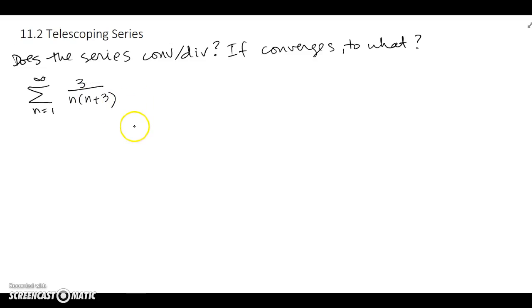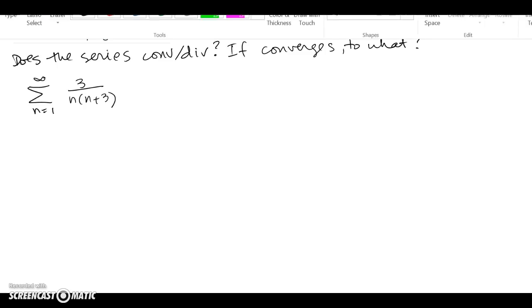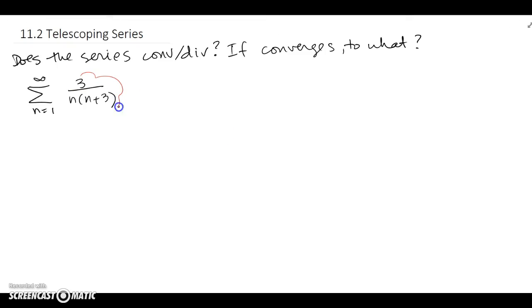Does the series converge or diverge? If it converges, to what does it converge? So again, quickly before we do anything, we're going to pull this guy out and do a quick divergence test on it. And when I do that, I see that as n gets big, the denominator dominates, so I end up with 0, and that gives me no conclusion.